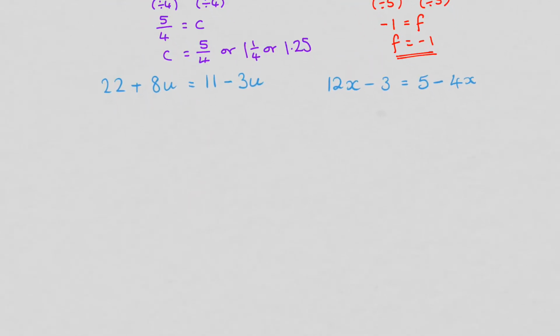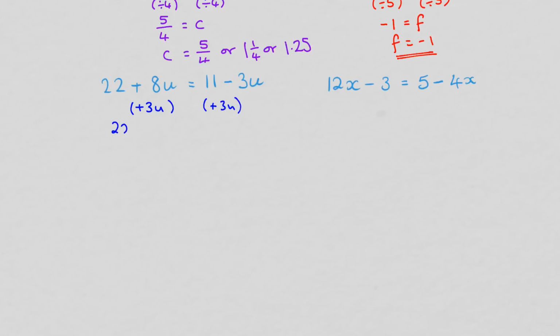So again, we've got letters on both sides. We've got a +8u and a -3u. So we're going to bring baby to mummy. That means we're going to move the letter that is further down the number line. So that would be the -3u. So that's what we're going to get rid of or fix. So we're going to add 3u to both sides before we do anything else.